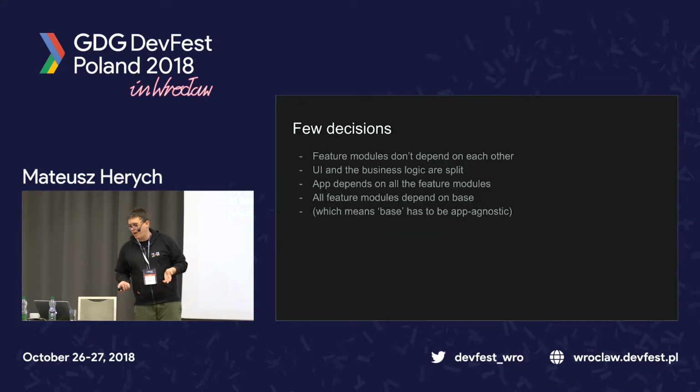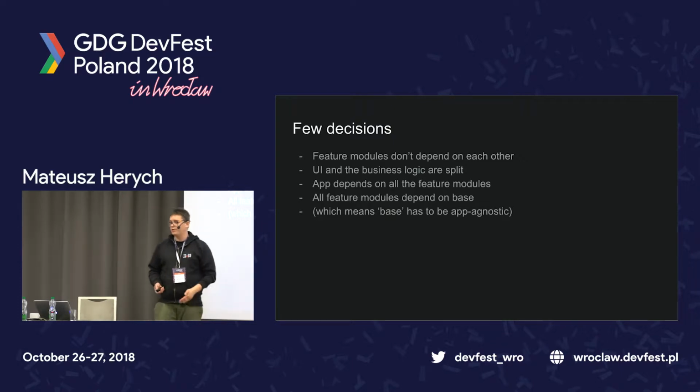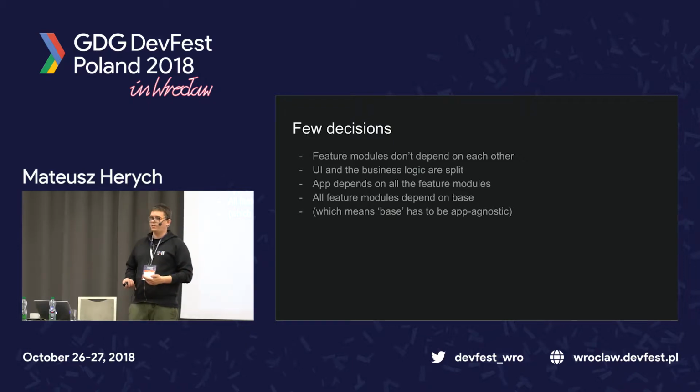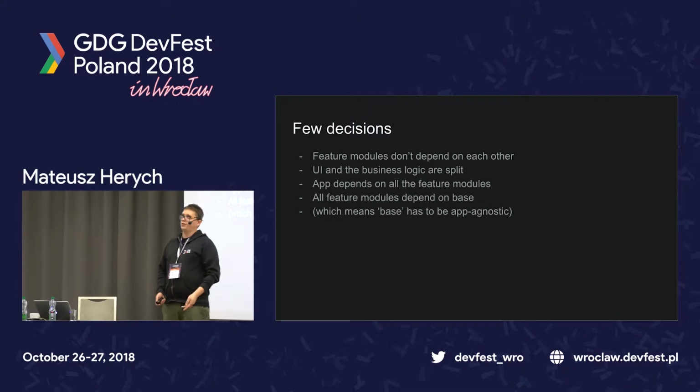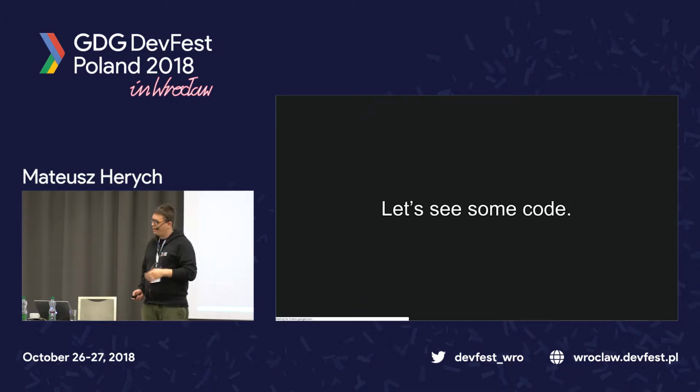A few decisions that we made. Feature modules don't depend on each other. UI and business logic are split within the modules. App depends on all the feature modules, and all the feature modules depend on base, which means that base needs to be feature agnostic. It doesn't have any business logic, it just has utilities, like showing a fancy dialog. So let's see some code, how this all works.